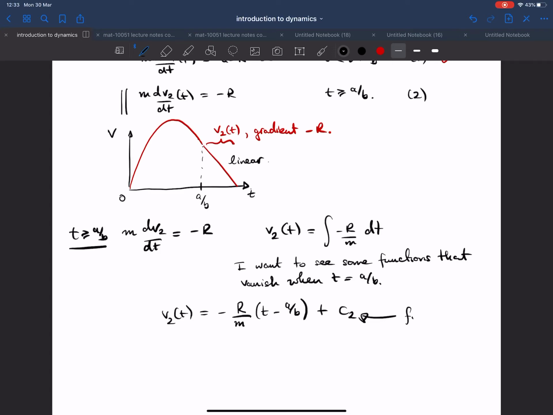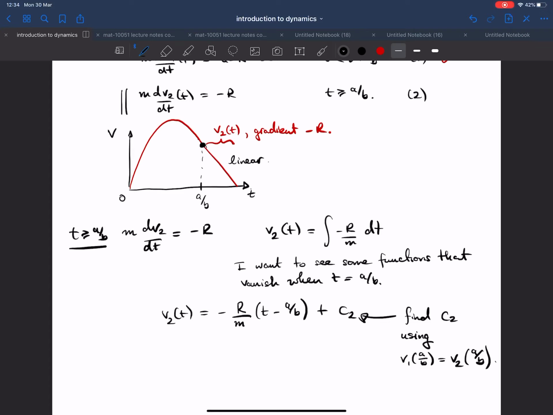Here what you do is find C2 using the fact that V1 of a over b should equal V2 of a over b. So they join at this point on the graph. Remember, we've seen similar problems like this before.